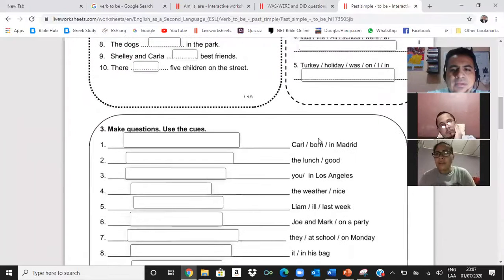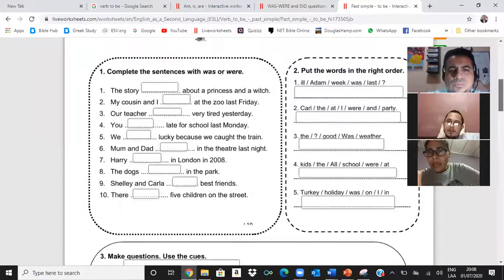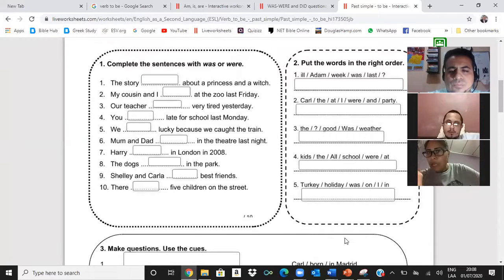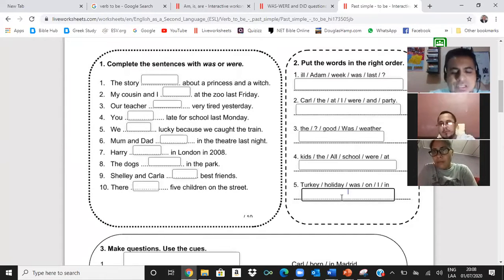Teacher. Sí. Tengo una pregunta. Hay es una confusión donde dice Turkey Holiday. Me confundo en on in. Yo lo hice. Y lo único que tuve mala fue esa. Esa de Turkey. So, the question is, siempre vamos a empezar con was, right? Porque es una pregunta. Sí.